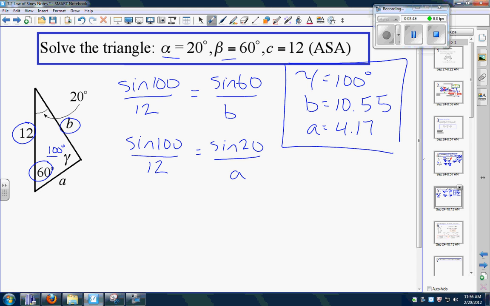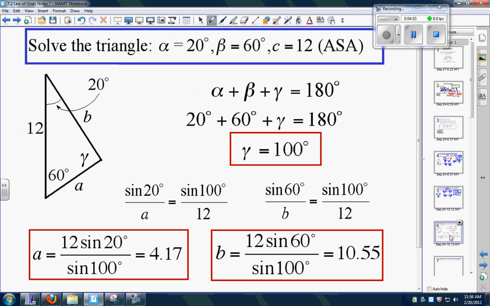I take a look at the answers I got, and I see if they're reasonable. A was the smallest angle, so A should be the smallest side. B is the middle angle, B should be a middle side. Things look pretty good. There's all the work there if you want to see it, how the book kind of presented it.